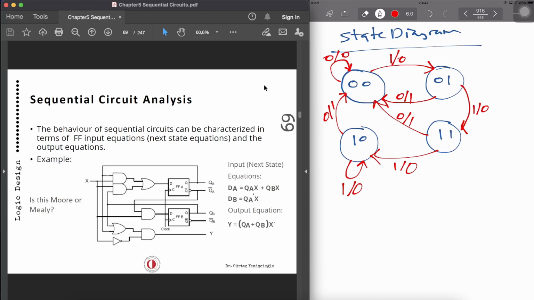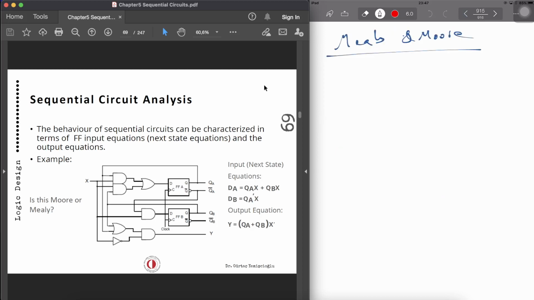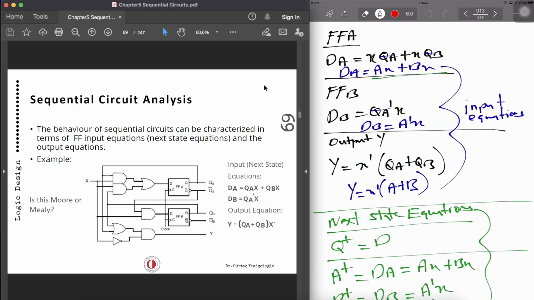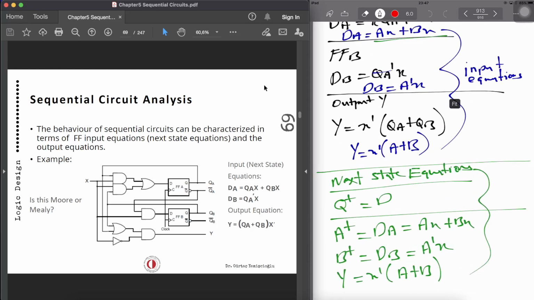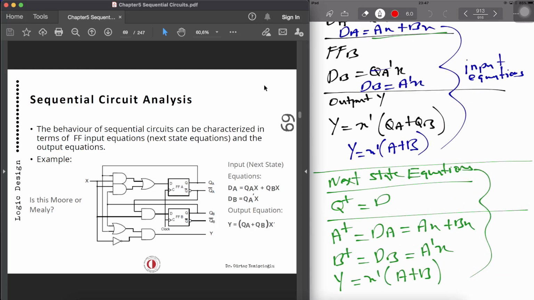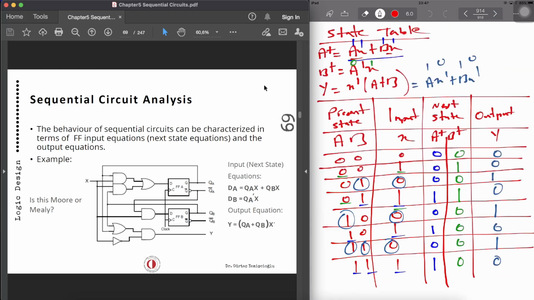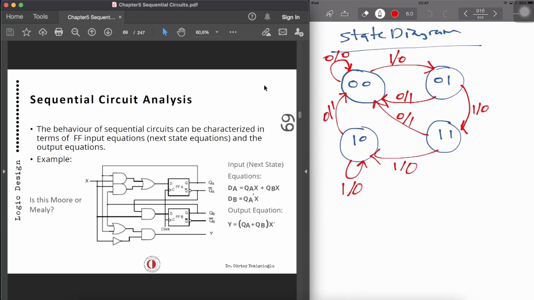So in the question, when I ask you to analyze a sequential circuitry, first you have to derive the input equations and the next state equations. Then you have to derive the state table. And then finally, you have to derive the state diagram.